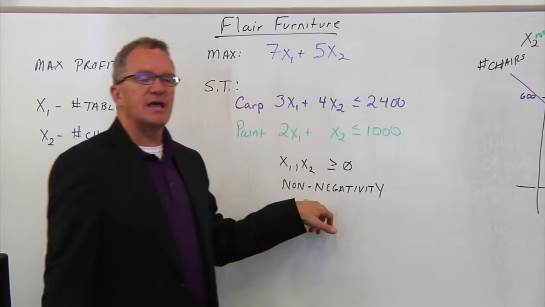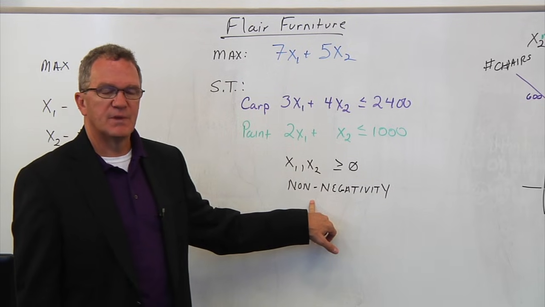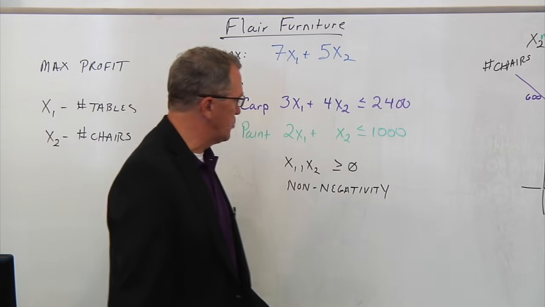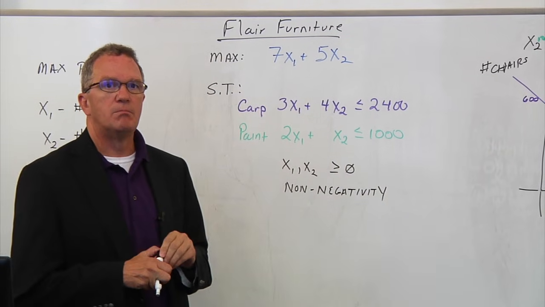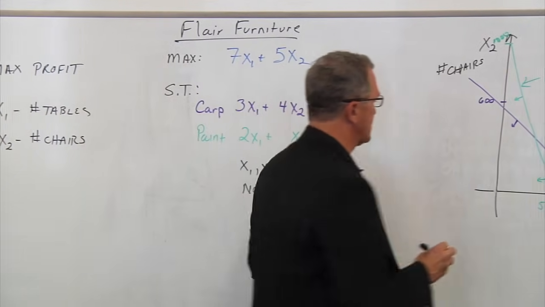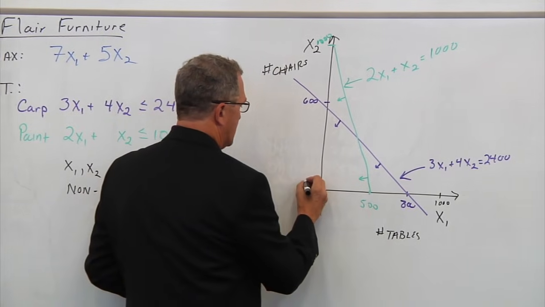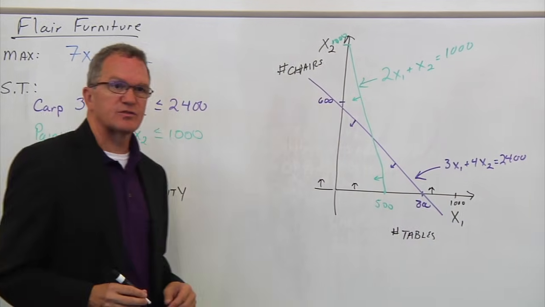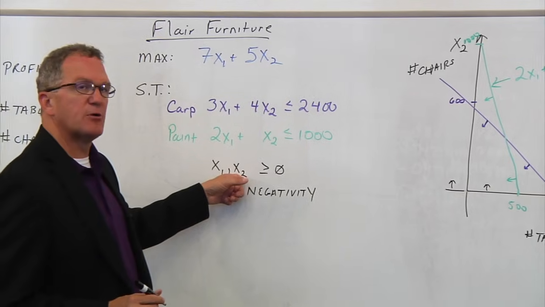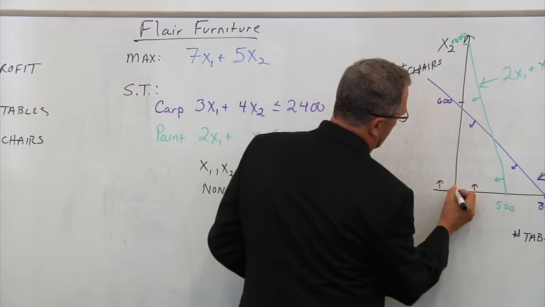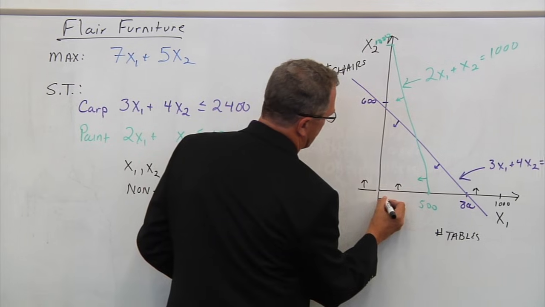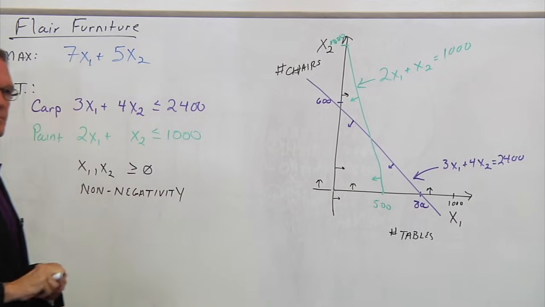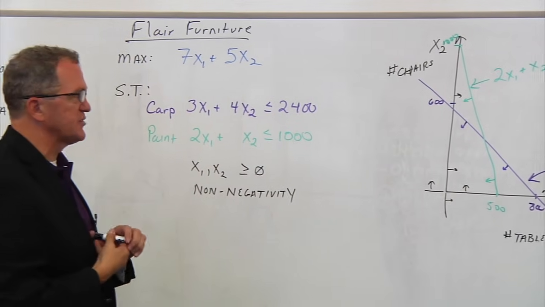Can we graph non-negativity? And the answer is, we already have. Non-negativity means x1 has to be greater than or equal to 0. This axis is 0. So I need to be on this side of the x1 axis. x2 must be greater than or equal to 0. This is 0. I need to be on this side of the axis. So we've graphed non-negativity as well.